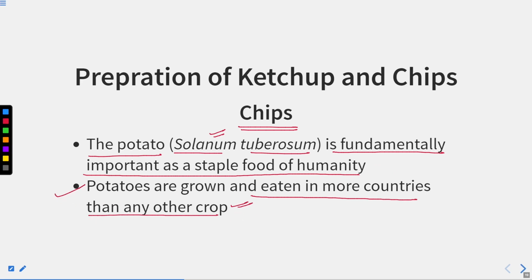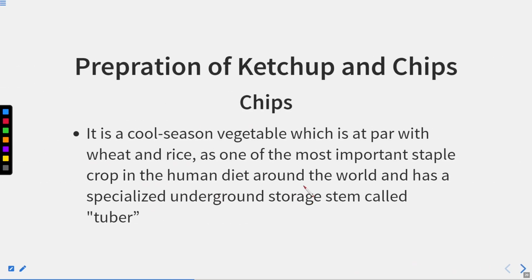So this is very, very important. Potato is eaten almost all over the world, in more countries than any other crop. So this is required in all countries, right? It is a cool season vegetable which is on par with wheat and rice as one of the most important staple crops in the human diet around the world, and has a specialized underground storage stem called a tuber.